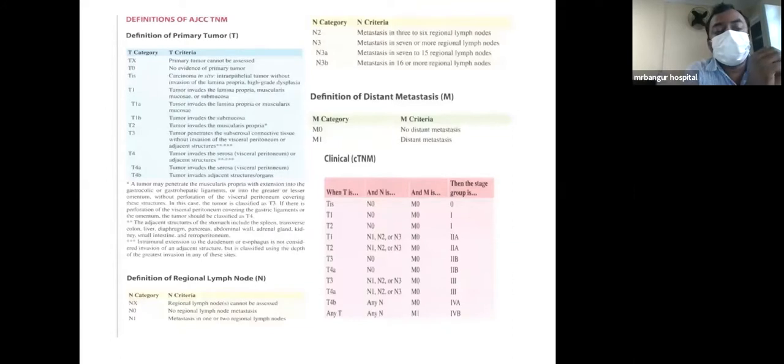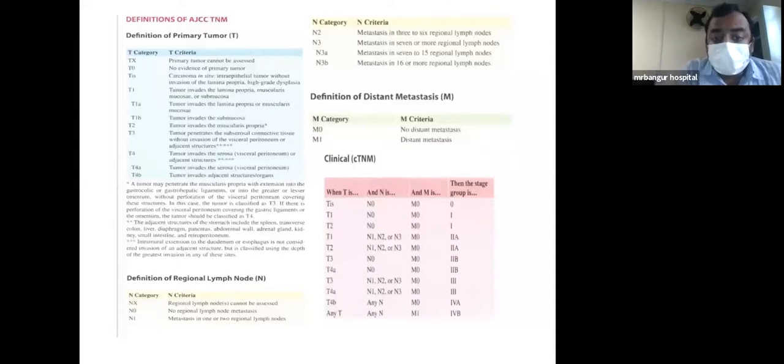The TNM classification, AJCC 8th edition. According to that, the primary tumor that cannot be assessed is considered to be TX. No evidence of primary tumor, then we consider it as T0. Carcinoma in situ, that is intraepithelial tumor without invasion of the lamina propria, high-grade dysplasia, is considered to be Tis. And T1, which is further divided into T1a and T1b: the tumor invades the lamina propria or the muscularis mucosae in T1a, and in T1b, the tumor invades the submucosa.